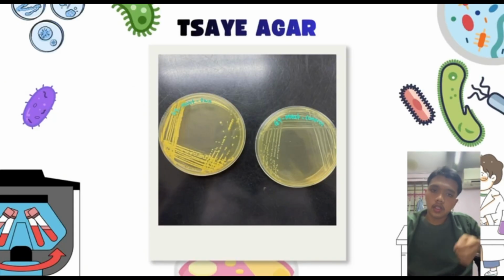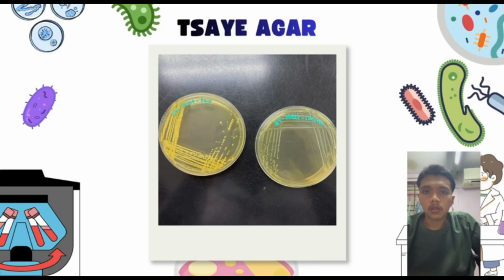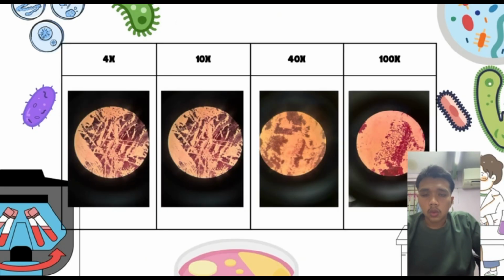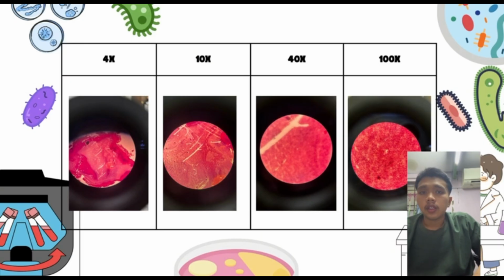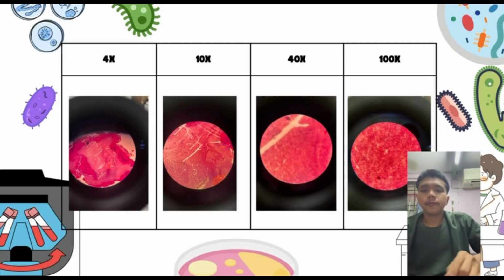So as you can see here, for the result, we got a TSA agar. We got a very even colony growth with a single colony growth for the gain and for the control. The next one is observation on the microscope using 4 times, 10 times, 40 times and 100 times. As you can see here are the results for that. That one is for gain. Okay, the next one is for the control. So the control one, as you can see here, it became red. So we will pass on to the discussion to discuss about it.